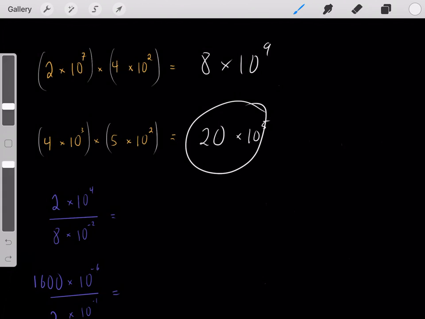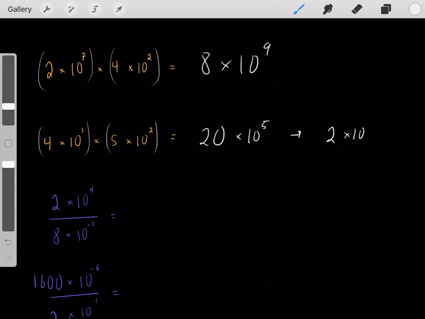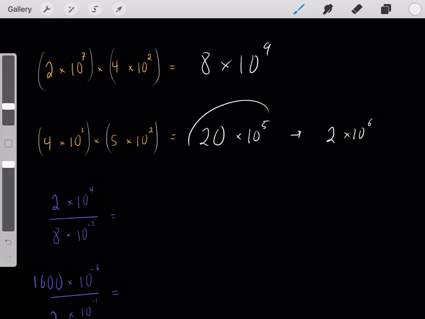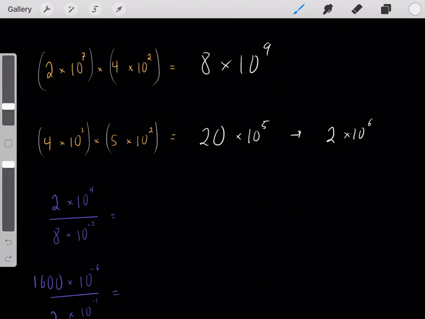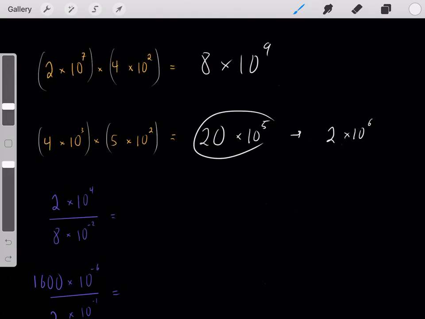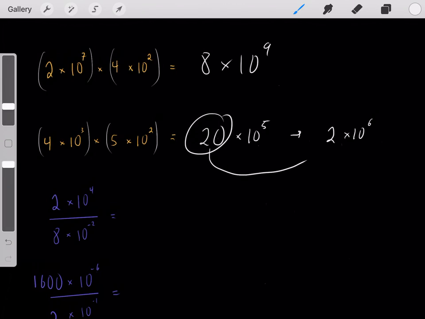But instead of 20 times 10 to the 5, we know this is the same thing as 2 times 10 to the, we divide this by 10, so we multiply this by 10 to the 6. So we know 20 times 10 to the 5 is the same thing as 2 times 10 to the 6. And sometimes instead of having a double digit out here, you need to break it down into a single digit. But again, we know these are the exact same thing. And essentially what we're doing is we take this guy and we divide it by 10.